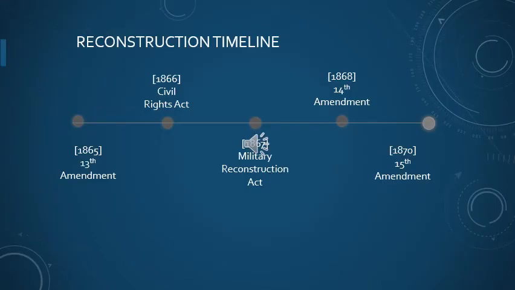Reconstruction timeline. In 1865, passage of the 13th Amendment. In 1866, passage of the Civil Rights Act. In 1867, passage of the Military Reconstruction Act. In 1868, passage of the 14th Amendment. In 1870, passage of the 15th Amendment.